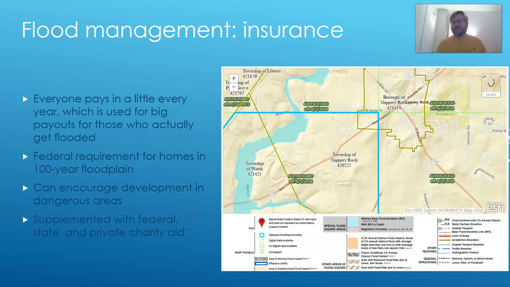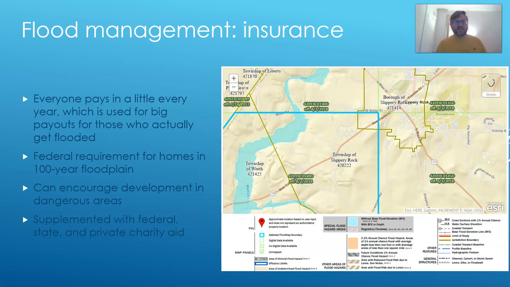If you're not there, then you're not required to buy flood insurance. So if you have a house, for example, within the borough of Slippery Rock, you can see it up there on the map, it is not in the 100-year floodplain of any stream, and so you wouldn't be required to buy flood insurance there.